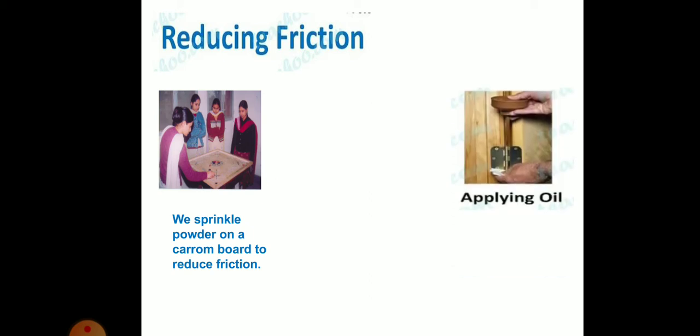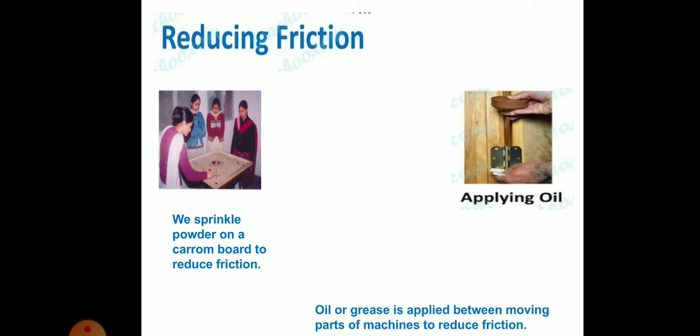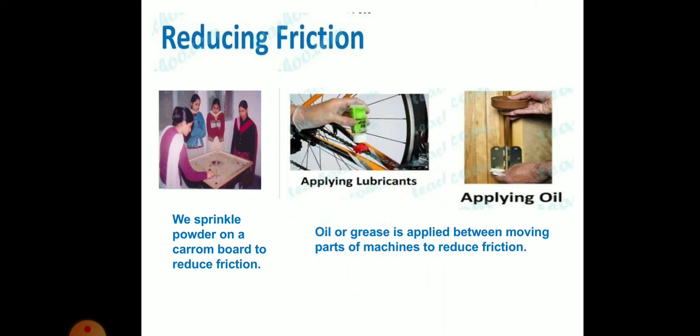So next also you can say applying the oil. The oil is applied on the hinges of the door. You can see here oil is applied. So what happens? This reduces the friction between the door and the wall, and we can open the door smoothly, is it? And also by applying grease or lubricants, any other products, lubricants, okay.